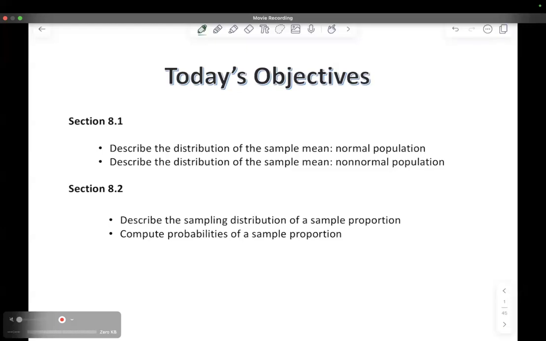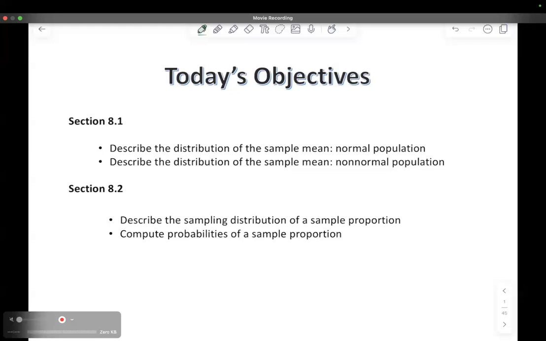So, today we're going to do sections 8.1 and 8.2. We're going to talk about what sampling distributions are for proportions. We're going to start with sample means. We're going to look at something called sampling distribution with normal population and non-normal population. And then in 8.2, we're going to look at sample proportions and talk about how to calculate those probabilities.